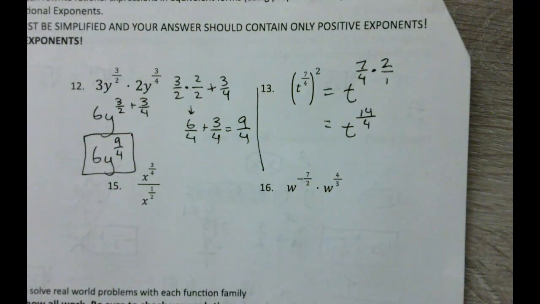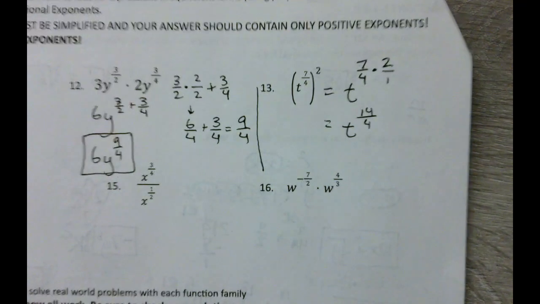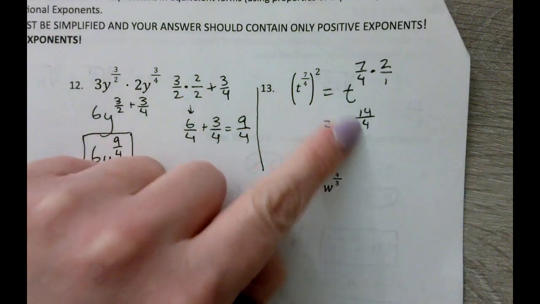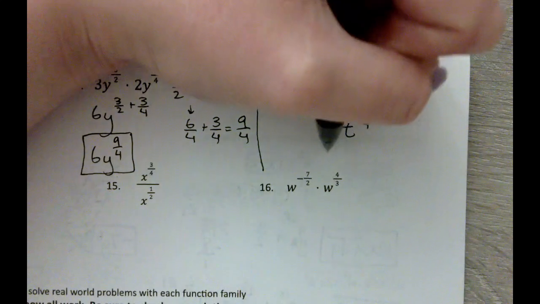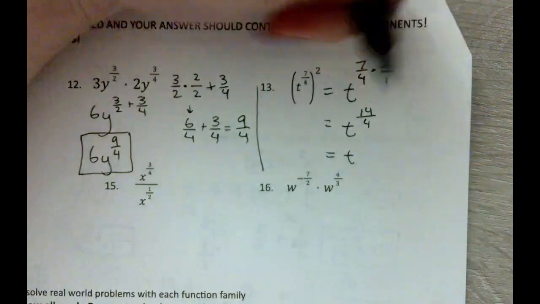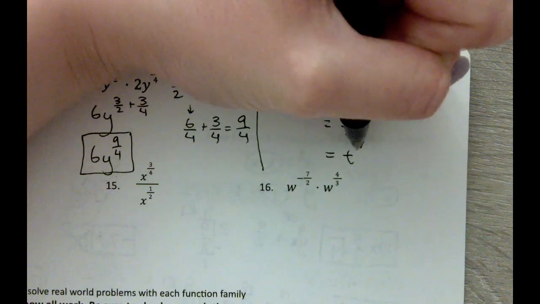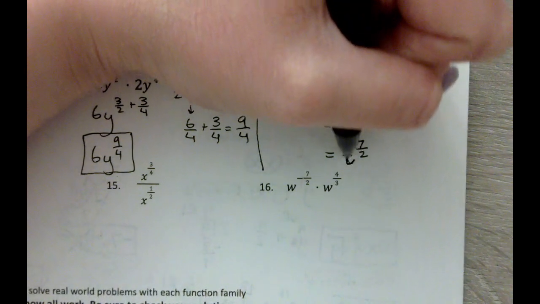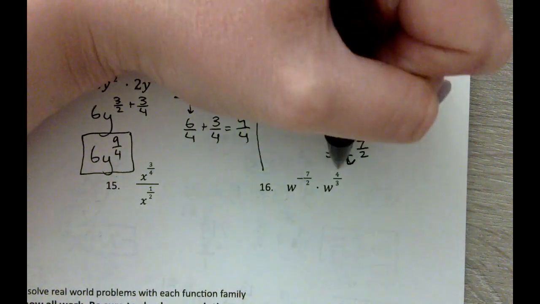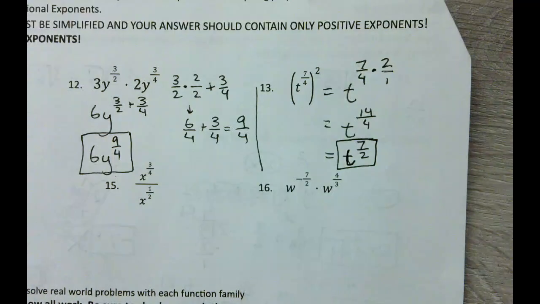14 and 4, hopefully you notice, that can be reduced. We can divide the top and the bottom by 2, so let's do that. 14 divided by 2 is 7. 4 divided by 2 is 2. So t to the 7 over 2 power is our answer.